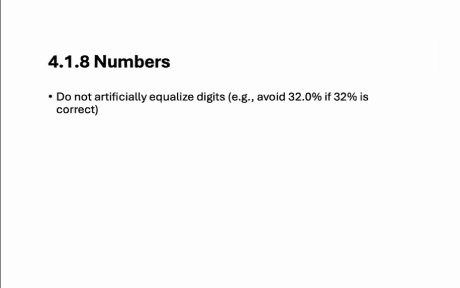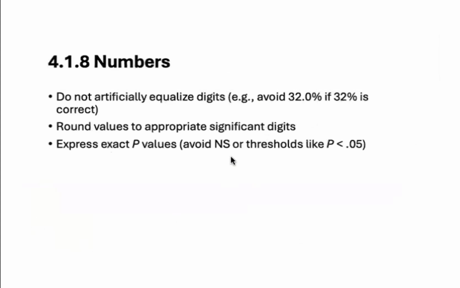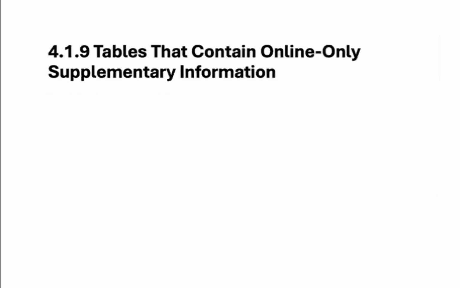Okay, 4.1.8, numbers: do not artificially equalize digits. So avoid 32.0% if 32% is correct. Round values to appropriate significant digits and express exact p-values. So avoid NS or thresholds like p less than 0.05 if in fact the p-value is 0.003 or something. You want to always put the exact amount.